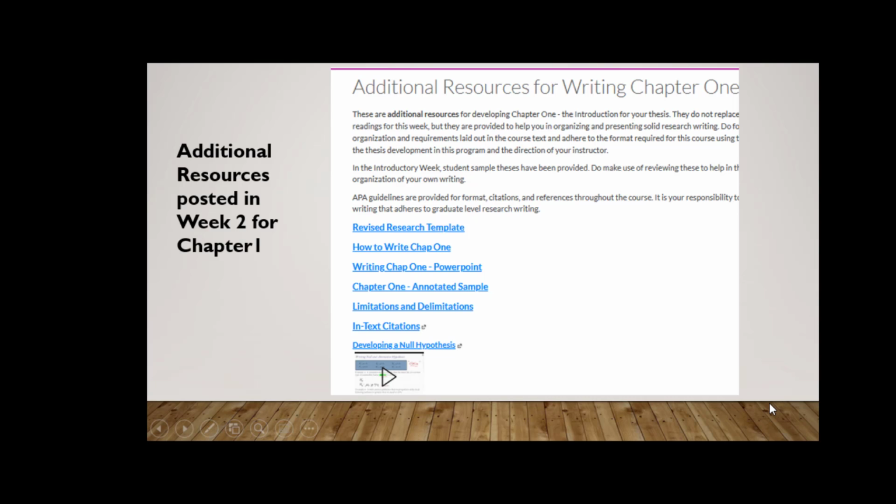In week 2, these were the additional resources for writing that chapter 1. Our template that we use for writing, do follow that. How to write that chapter 1, a sample of chapter 1, and this section students sometimes struggle with: the limitations and delimitations of a study, so do take a look at that. And then how do you do in-text citations. Some of you doing quantitative research will have to develop a null hypothesis in that introduction.